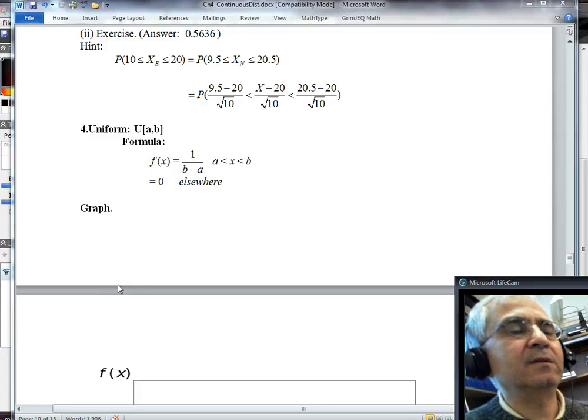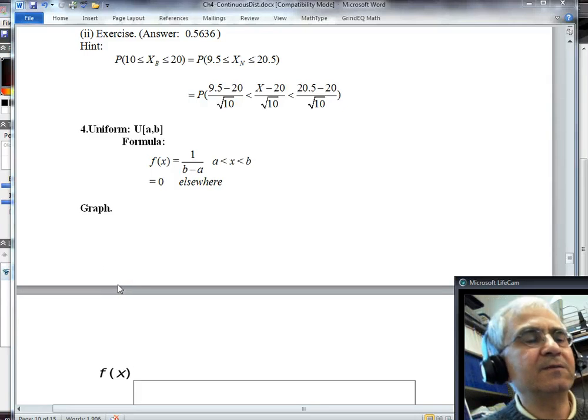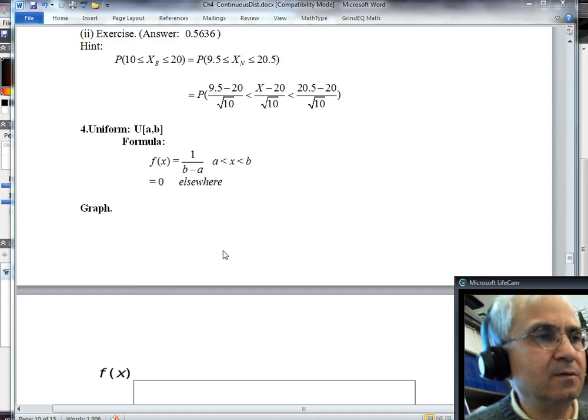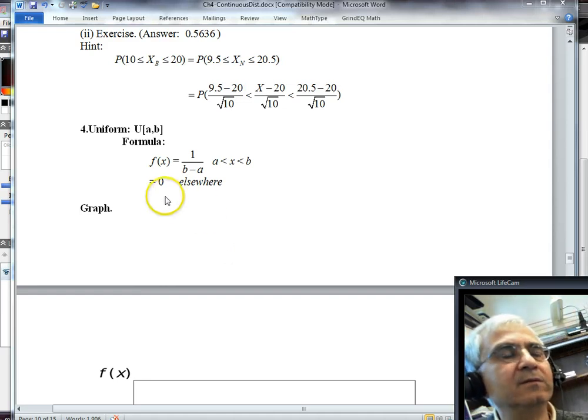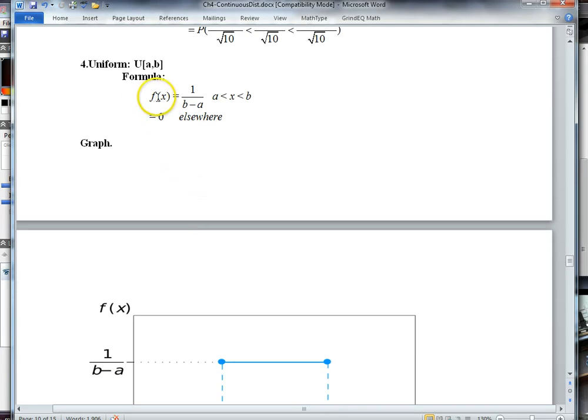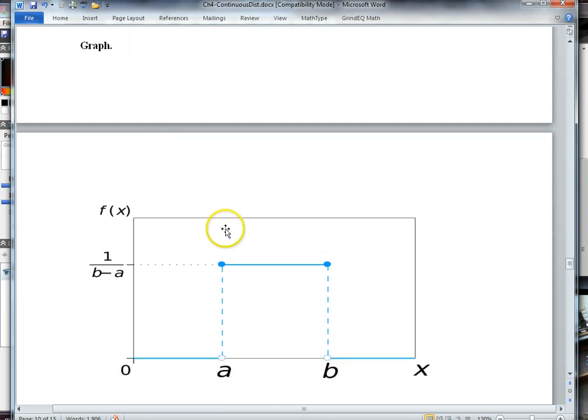So I'm going to talk in this lecture about the uniform and the exponential distributions, and these are two easy distributions to do. First, the uniform is a distribution which has this formula. It's f of x equal 1 over b minus a as long as x is between a and b, and 0 elsewhere. So this is what the graph is.